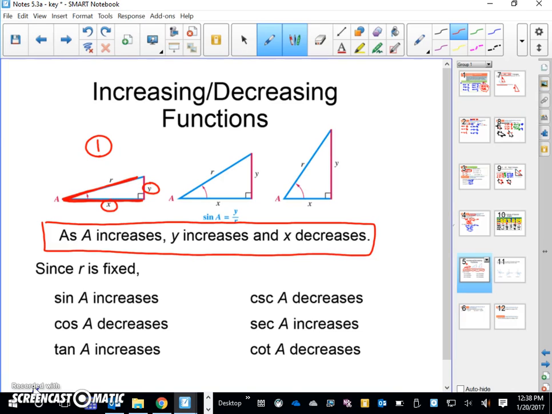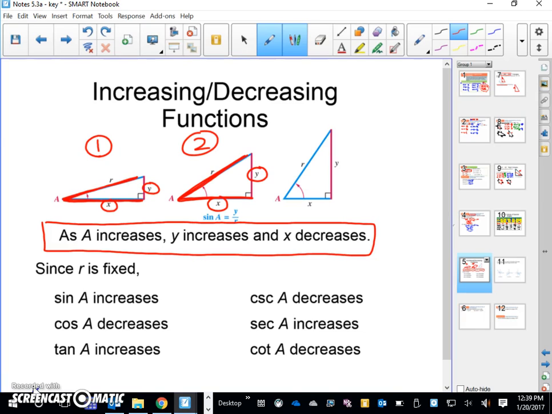So we take that angle and we're going to open it up. We're going to increase the angle and make it bigger. That's when we come to picture 2 right here. See how they took that angle and opened it up? They increased the angle, and notice what happened to Y and X. As angle A increased, the Y value increased, but the X value decreased. That's what that saying says.